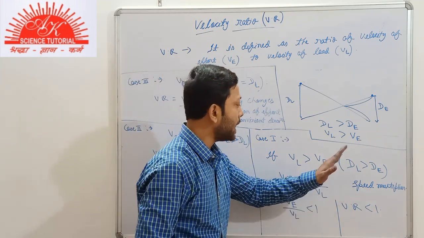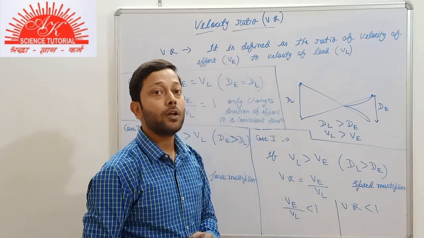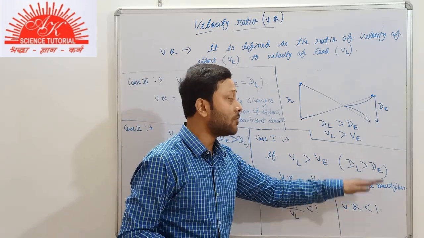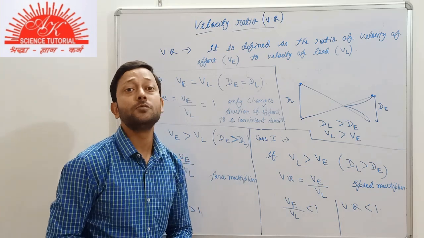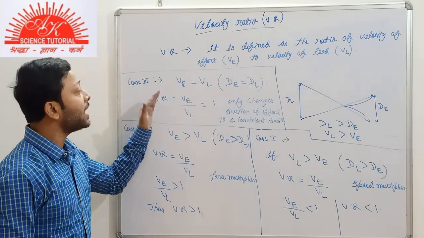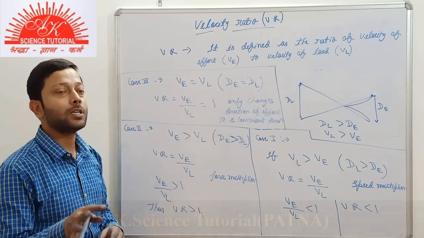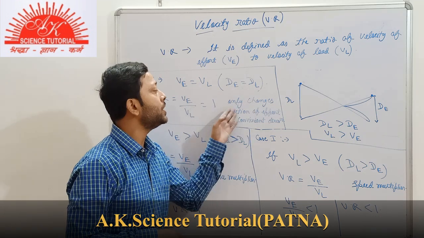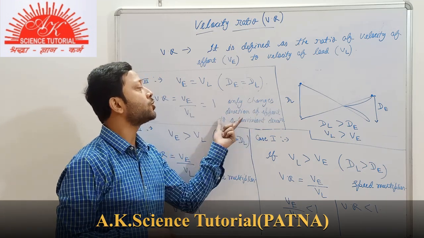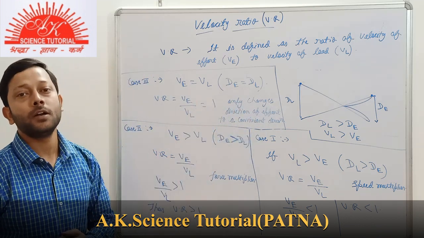If you are told that the VR is less than 1, then the machine is a speed multiplier. Or if you are told that the MA is less than 1, then also the machine will be a speed multiplier. And the third case, if the VR is equal to 1 or the MA is equal to 1, in both cases you say that the machine is used to change the direction of effort. In which direction? Into a convenient direction.